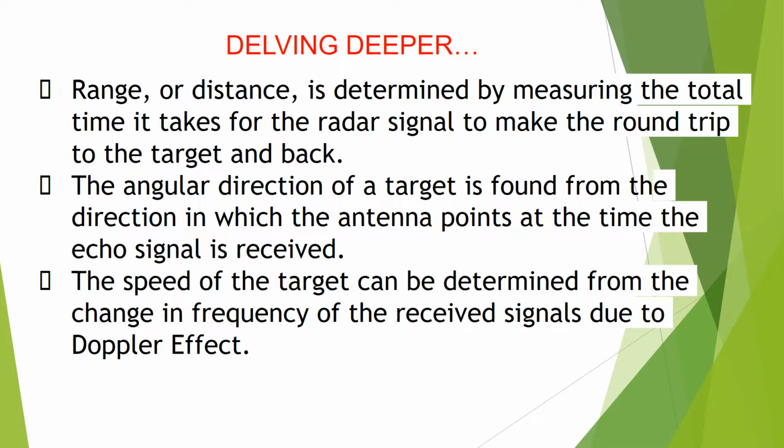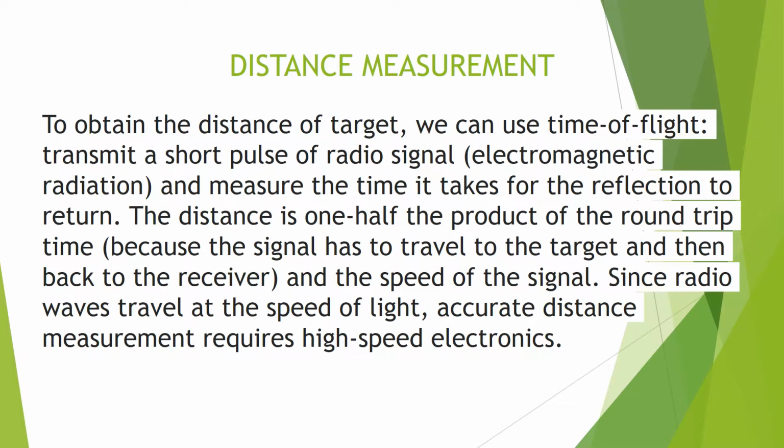The angular direction of a target is found from the direction in which the antenna points at the time of receiving. The speed of the target can be determined from the change in the frequency of received signals due to Doppler effect. Distance measurement. As discussed before, we can use the time of flight to measure the distance.